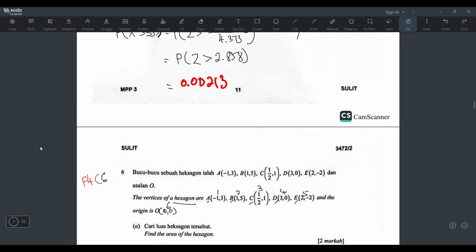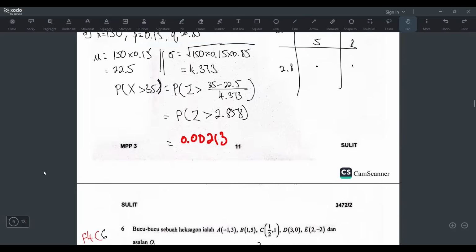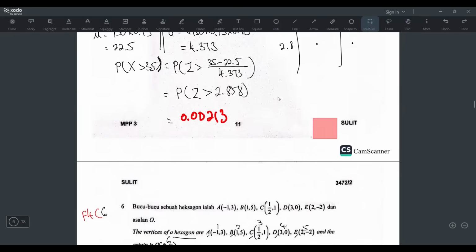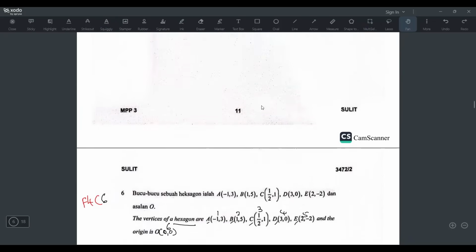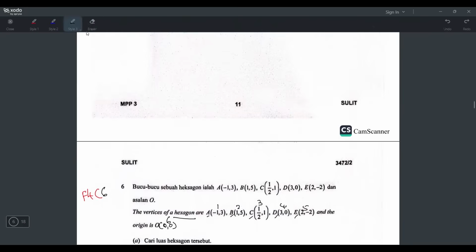I need space for this, so I'll do it up here. Let's do A, the area of the hexagon. The formula we will use is 1 over 2 modulus, and then we just put all the vertex coordinates inside. Let's start with A, negative 1, 3. The next one is 1, 5. The next one is 1 over 2, 1.